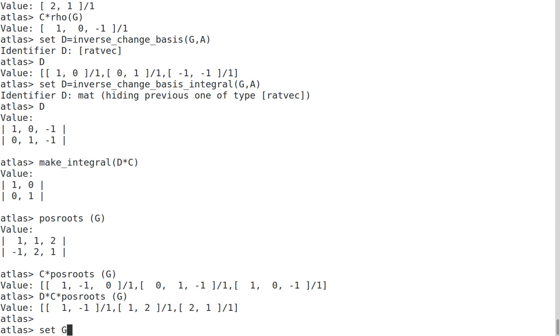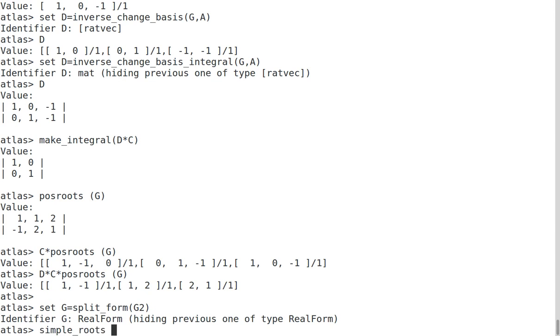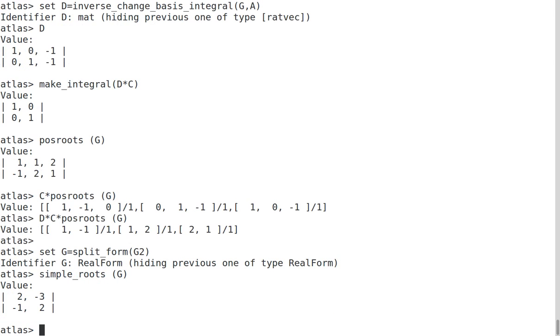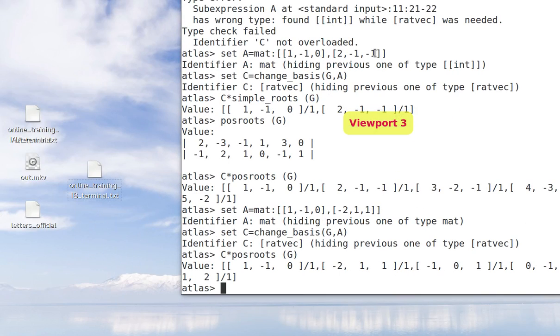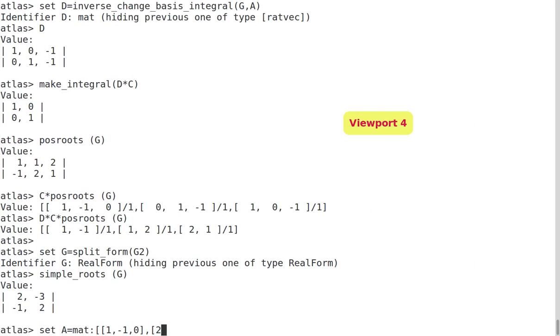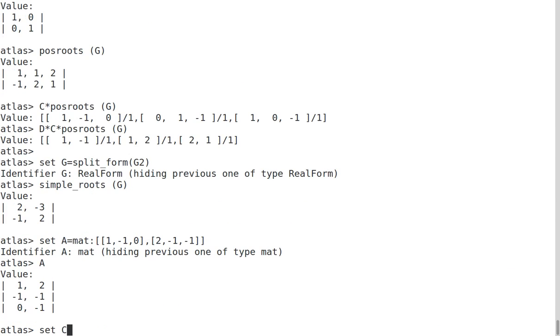Okay, let's do another example. Let's set G to be the split group of type G2 and look at the simple roots of G. What on earth are those? Well, let's let A be the simple roots that I like, which is 1, minus 1, 0, and 2, minus 1, minus 1. And let's set C to be the change of basis matrix for G with respect to A.